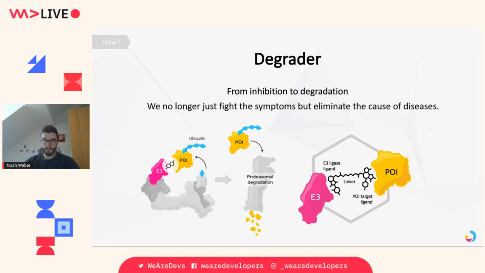In order to do that, we need to find a couple more puzzles, to call them. Again, molecules, but they come from different families. They are smaller and they have different properties. The first of them is the E3 ligase ligand. That's the first part. Then the linker, that's the bridge in between these two molecules, and then the protein of interest target ligand.